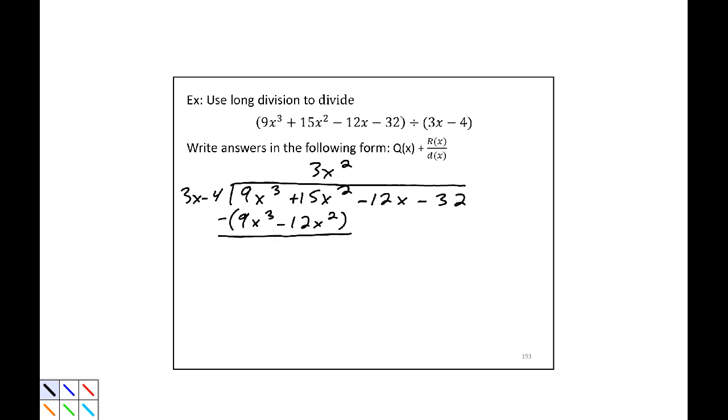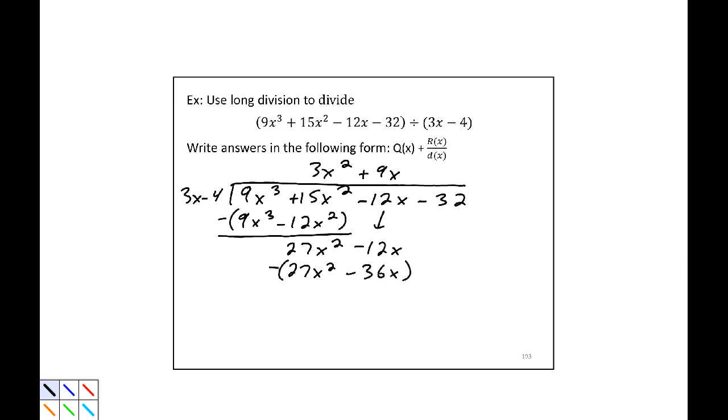Putting that in parentheses and subtracting, my 9x cubed terms cancel, and that would be positive 27x squared. I'll bring down minus 12x. 3x multiplied by what would give me a 27x squared? That would be a 9x, so plus 9x. Multiplying 9x by 3x would give me 27x squared. Multiplying 9x by minus 4 would be a minus 36x.